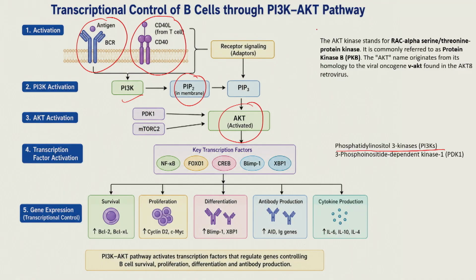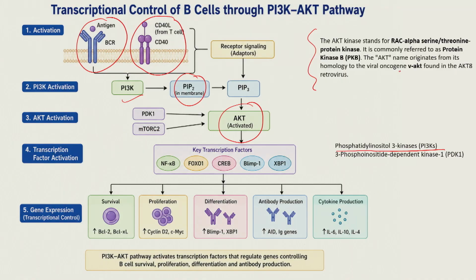Now, a little bit of detail about the AKT is given here. The AKT kinase stands for RAC alpha serine threonine protein kinase, and it is commonly referred to as protein kinase B. In general terms, we generally say protein kinase B, and the name AKT is derived from a very specific virus which is called AKT8 retrovirus. So retroviruses are the viruses which can cause HIV-like symptoms. One of the retroviruses is human immunodeficiency virus, and among all these retroviruses, there are retroviruses which can carry different oncogenes, and one such oncogene is called viral-specific AKT, and from there this name is derived.